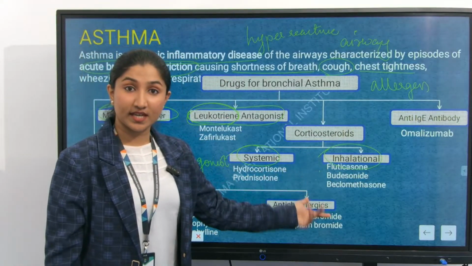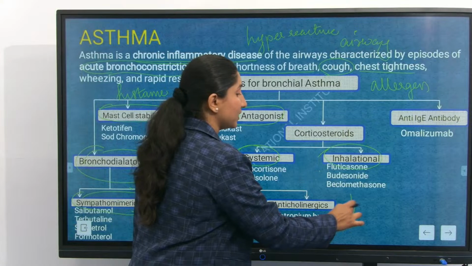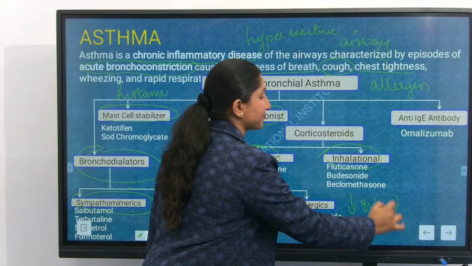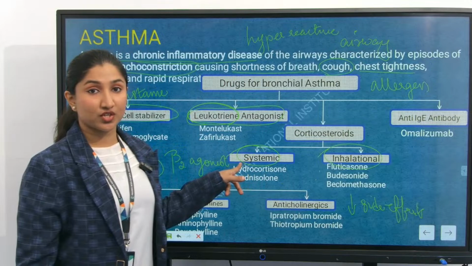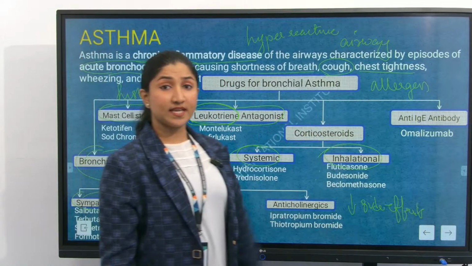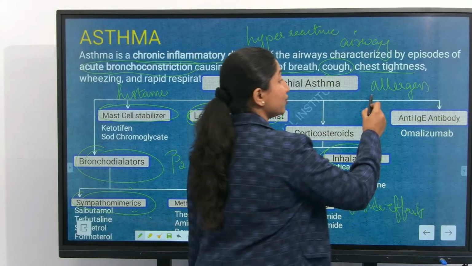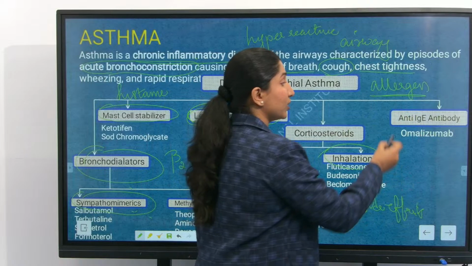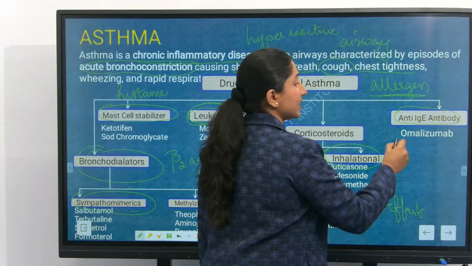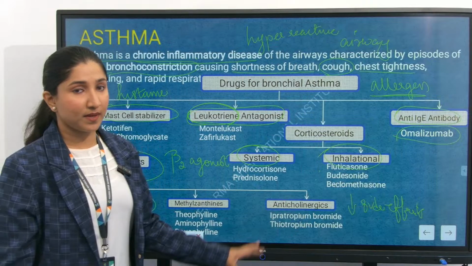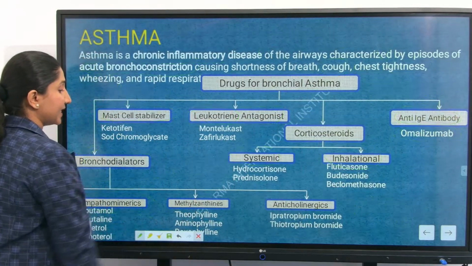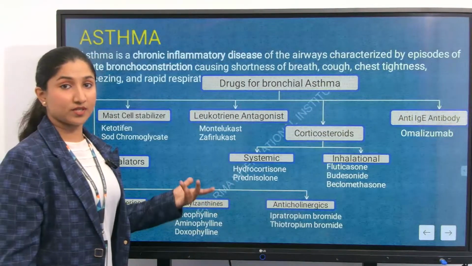Why do we use inhalation? So that we can decrease the side effects that happen with the systemic administration of these corticosteroids. And the last agent, because asthma is an allergen triggered disease, you can use anti-IgE antibodies like omalizumab in order to treat the symptoms of asthma. Okay, so we will see in detail about each of these classes of drugs now.